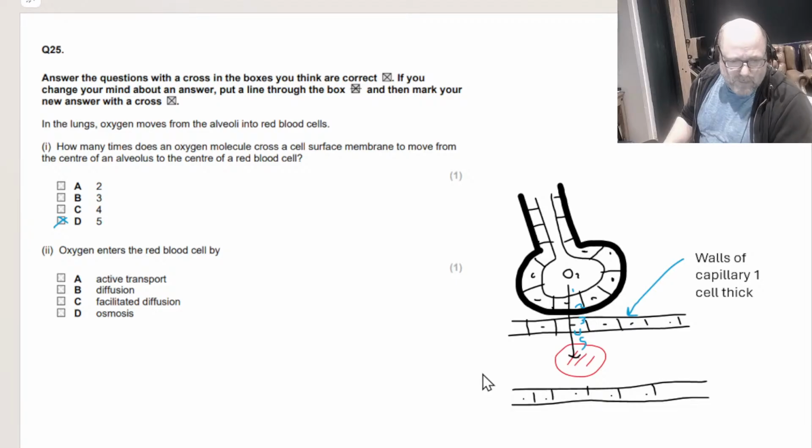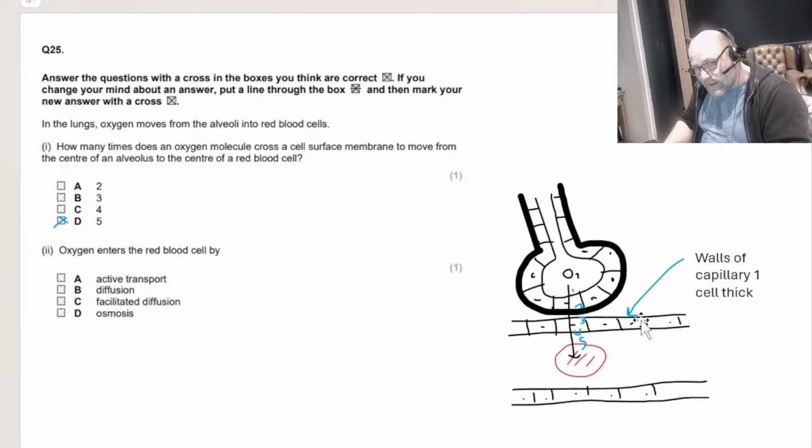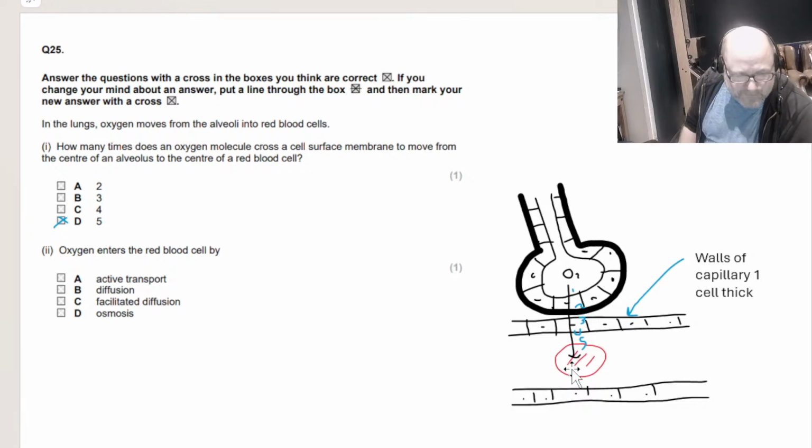But whether or not the red blood cell might have a thin cell membrane. So the red blood cell is just one cell itself, yes. Whereas the capillary is like one of these cells is going to be roughly the size of one of those red blood cells, yeah. B, diffusion. Absolutely, yeah. Oxygen can just enter by diffusion. It's not limited at all.